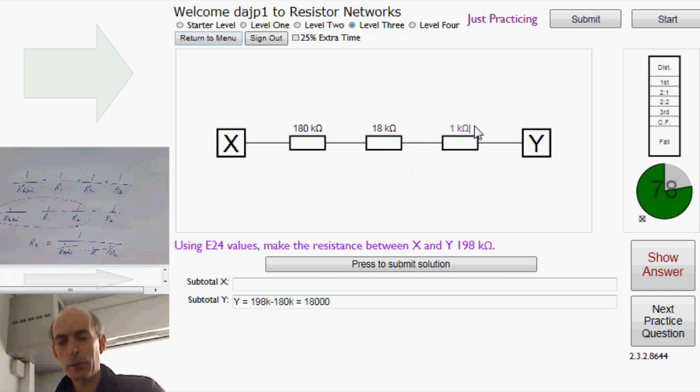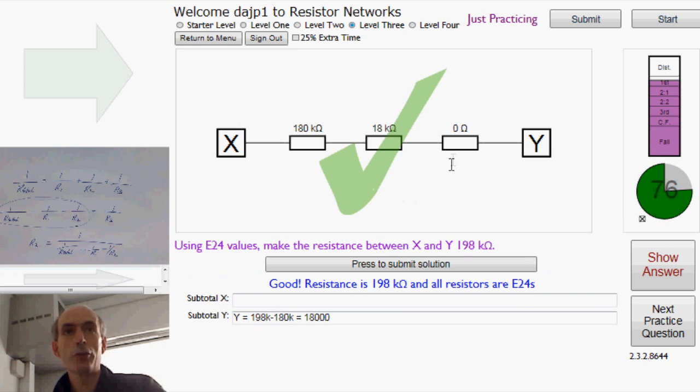And then I wouldn't need anything here at all. I could have that as 0, and that would do. And it does accept 0 values for the resistance, so that is a valid solution. Next.